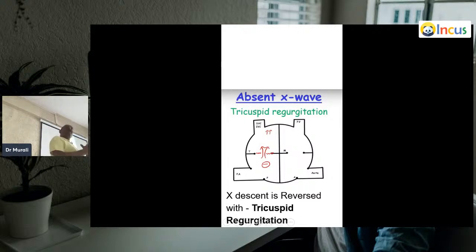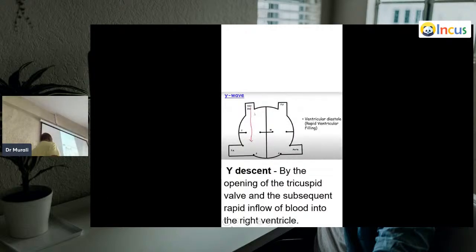So when is X descent happening? When the ventricle is undergoing systole. That time atrium is relaxing. But regurgitation is happening at the same time. During ventricular systole only, regurgitation is happening and blood is coming and falling in the atrium. When it is planning to relax and pressure is supposed to fall down, it won't let it fall down. That's the reason X descent is absent and reversed. Reversed means instead of a fall, in fact there is a rise in the pressure. That is tricuspid regurgitation. Then comes Y descent.